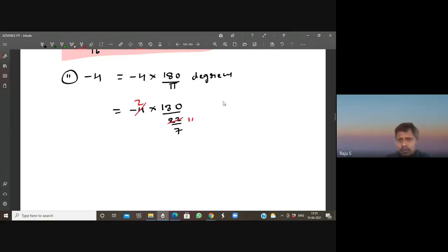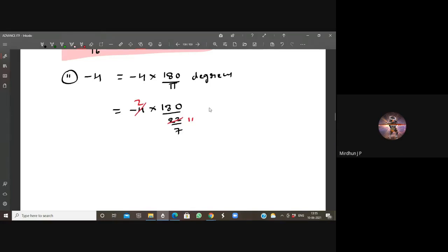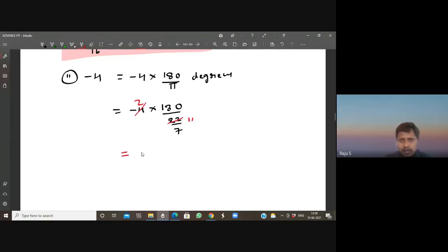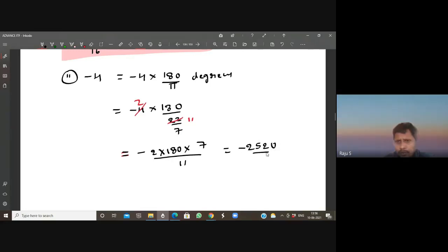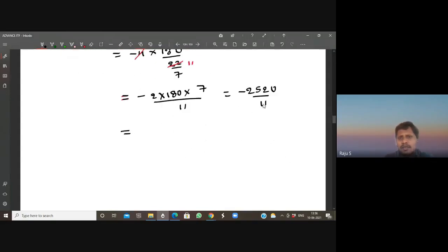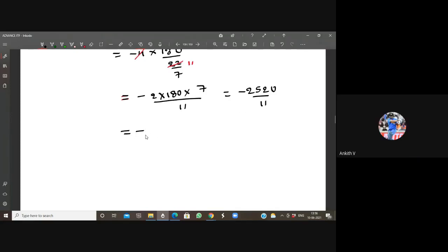Sir, 180 into minus 180 into 14 by 11. Okay, right. So here, finally, -2 into 180 into 7 by 11. What is the answer? Numerator? Minus 2520 by 11, sir. Okay, now you can divide with 11. How to write this? Sir, 229 into 11 is 2519, sir. Yes, sir.